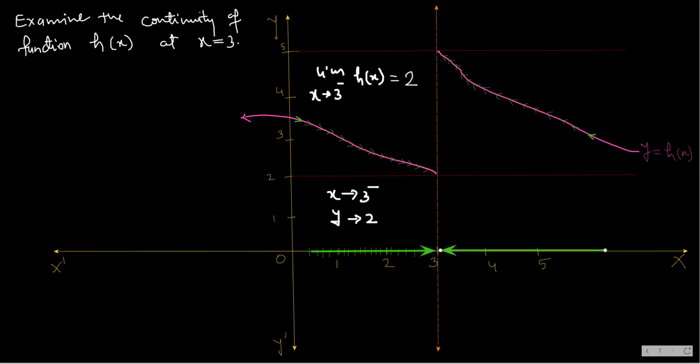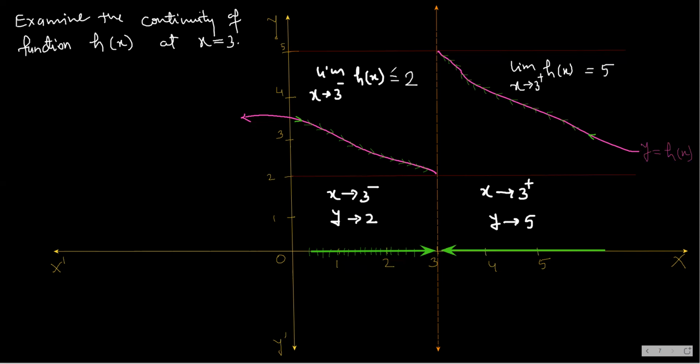And when x is approaching 3, look at the function. Function is approaching which number? Function is approaching number 5. So what would we write here? As x tends to 3 from right, x tends to 3 positive, y tends to 5. And in the limit language, you will write limit of h of x when x tends to 3 positive equals 5.